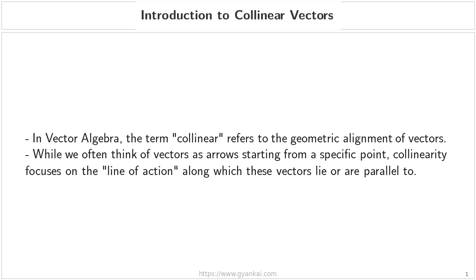Now, up until this point in our course, you have often been used to thinking of vectors as specific arrows that start from a fixed, particular point. However, as we move into the concept of collinearity, I want you to shift your focus. Instead of worrying about where a vector begins, we are going to focus on its line of action. This refers to the infinite straight line that the vector lies upon, or the line that the vector is parallel to. Keep this idea of the line of action in mind, because in the next slide, we will break down exactly how this allows vectors to be collinear, even if they aren't on the exact same path.